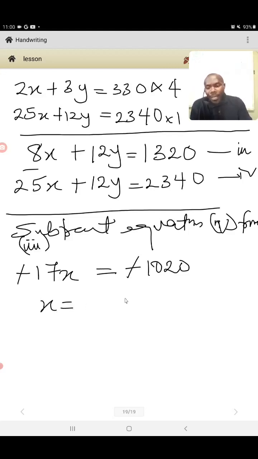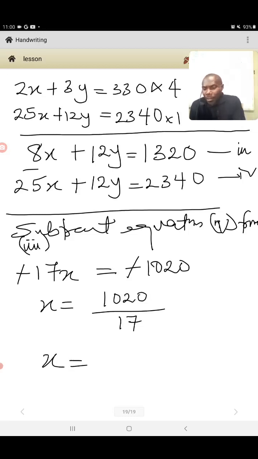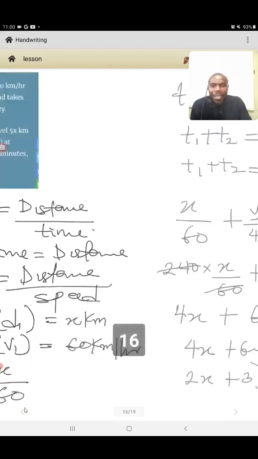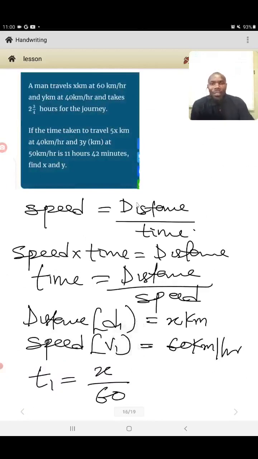X will now be 1020 all over 17. So our x value, you press it in the calculator, 1020 divided by 17. So it gave us 60. So what is the unit for the 60? It also matters, because you discover that from the question, it said hours.